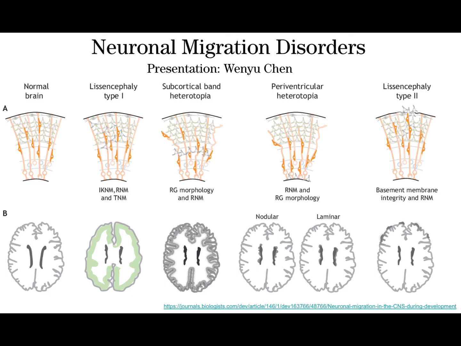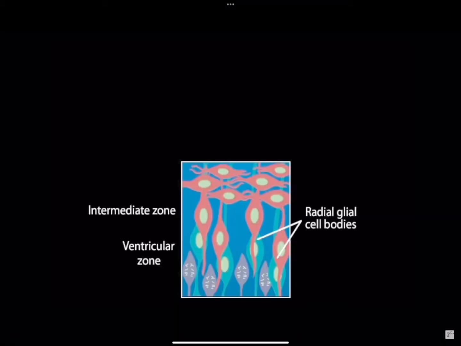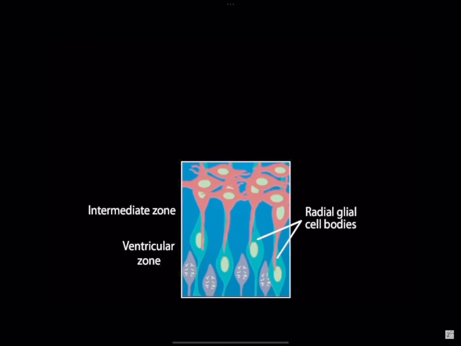Hello everyone, my name is Wenyu Chen, and in this video, I'll be talking about some of the neuronal migration disorders known as NMDs that result from mutations in a wide range of proteins in the process of nucleokinesis. First, let's review the proper migration of the neurons.